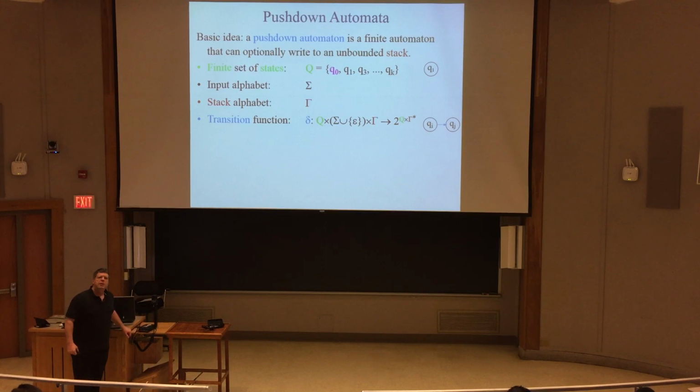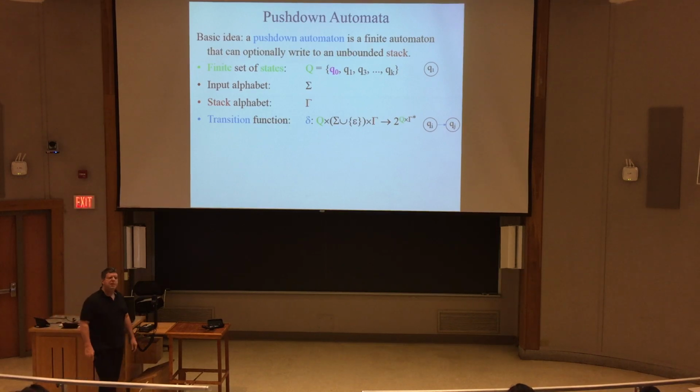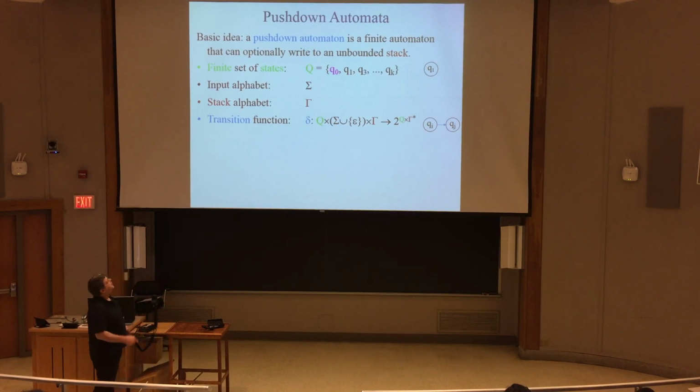And more formally, we'll give examples of languages that are non-deterministic context-free, but not deterministic context-free. They can be recognized by non-deterministic push-down automata, but they cannot be recognized by any deterministic one.